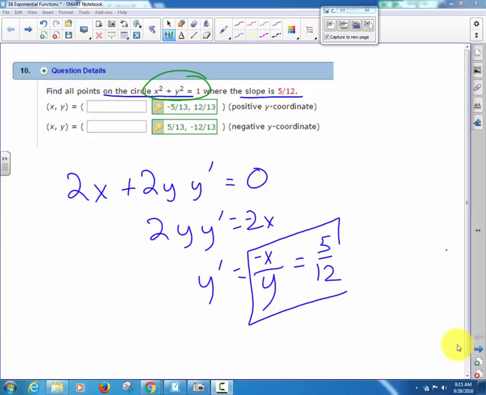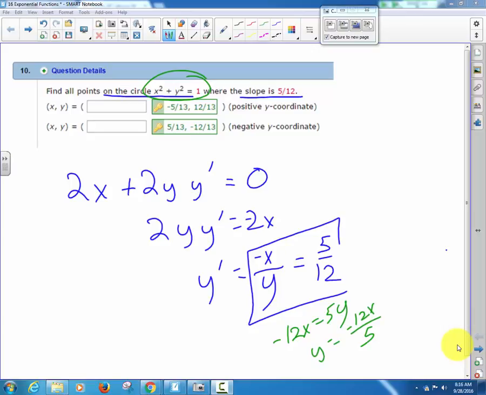Think of it going back to algebra. We have two equations. We have two unknowns in those two equations. So what I would recommend doing is take the derivative equation and let's solve it for x or y. I'm going to solve for y. So I cross multiply, get negative 12x equals 5y. So that means y equals negative 12x over 5.